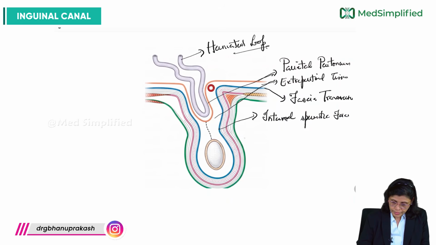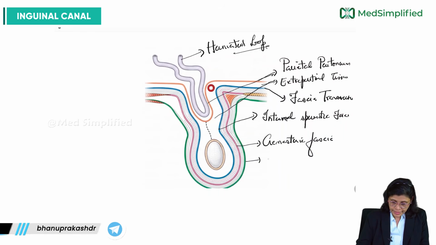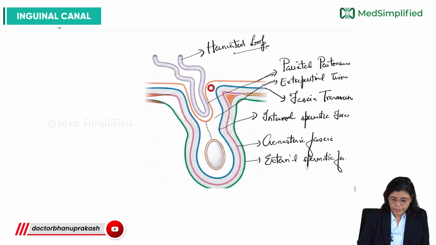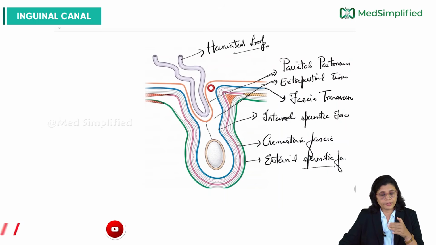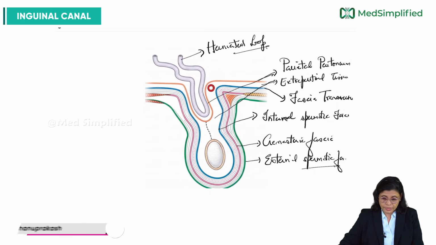Then we have the cremasteric fascia, formed by the detached fibers of the internal oblique muscle with the areolar tissue, and then the external spermatic fascia. If it goes into the scrotum, then we have the dartos muscle as well as the skin and all those things which form the covering.